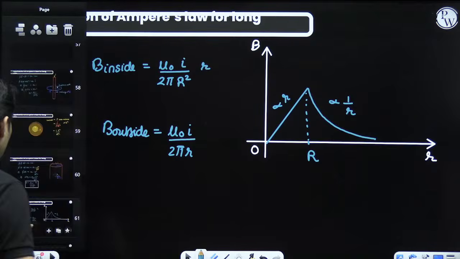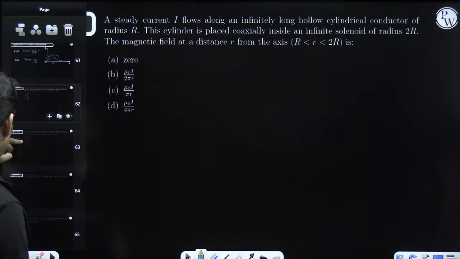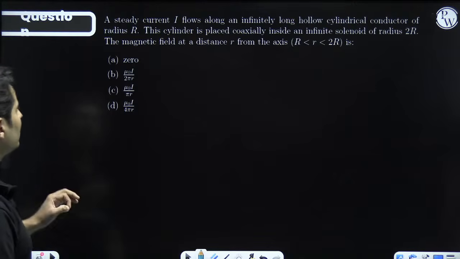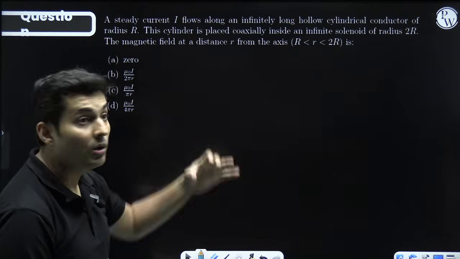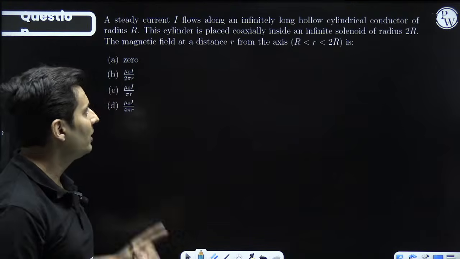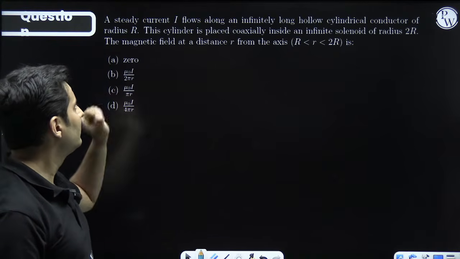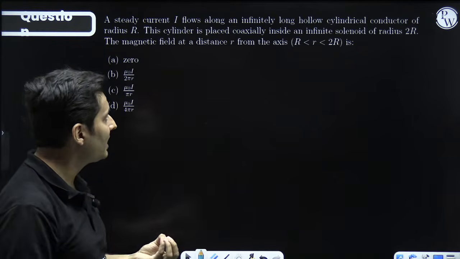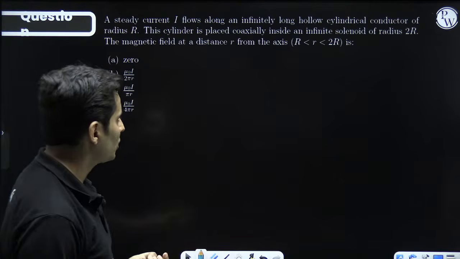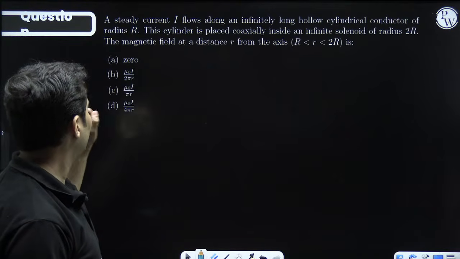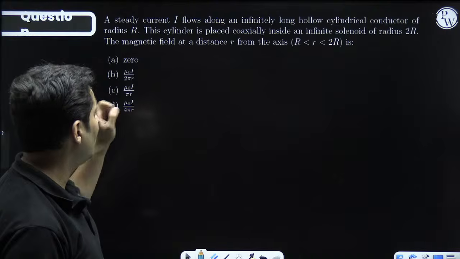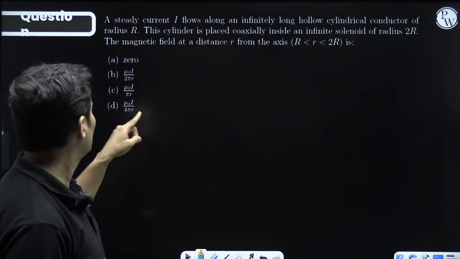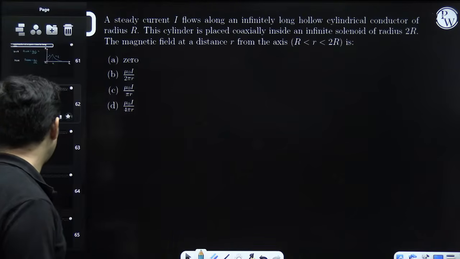Right. Now, let's do some questions coming up on your screen, starting with this one. Steady current I flows in an infinitely long, hollow, not solid, hollow conductor of radius r. This cylinder is placed coaxially inside an infinite solenoid of radius 2r. What is the magnetic field at a distance r from the axis? Okay, great. Let's see what you can answer.